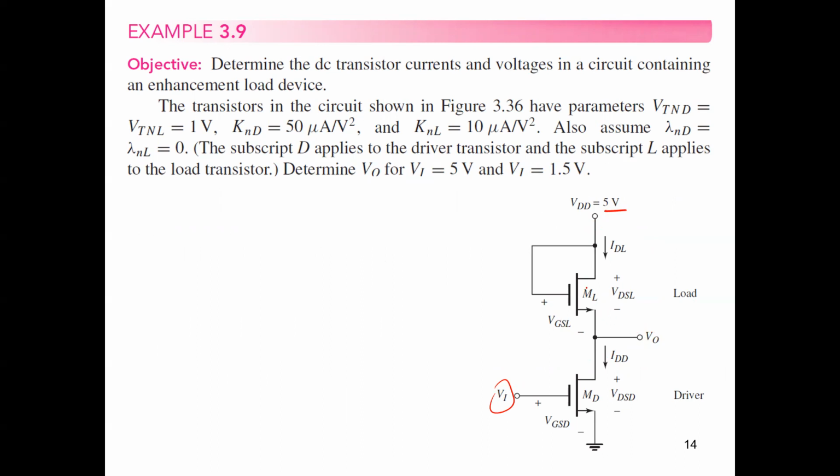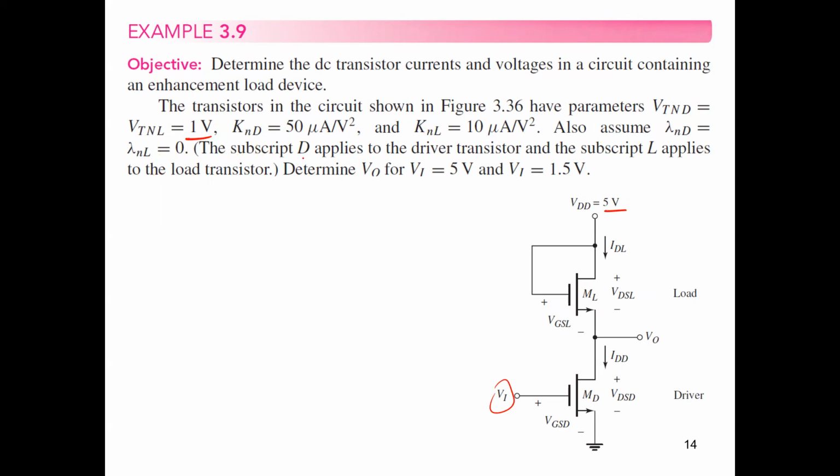And we have here the two transistor, or two MOSFET, parameters. VTN-D, which means VTN for the driver, the second MOSFET, equals 1 volt. We have KND equals 50 microampere per V squared. We have KNL equals 10 microampere per V squared. And assume lambda ND and lambda NL equal 0, so we are not going to consider the effect of resistance.